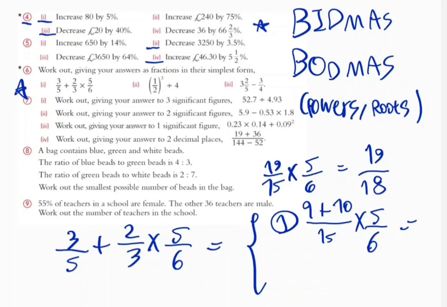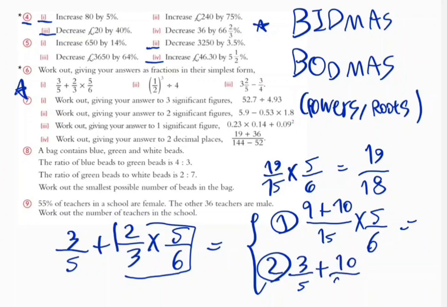Let's do it in the second way. The second way is doing the multiplication first and then adding 3 over 5 to that. So 2 times 5 is 10, 3 times 6 is 18, and now let's add these two together, which is equal to 52 over 45. As you can see, I got two different answers here. One is 19 over 18 and the other one is 52 over 45, and definitely they are not equal. So one of them must be wrong. Have a think about which one is wrong.